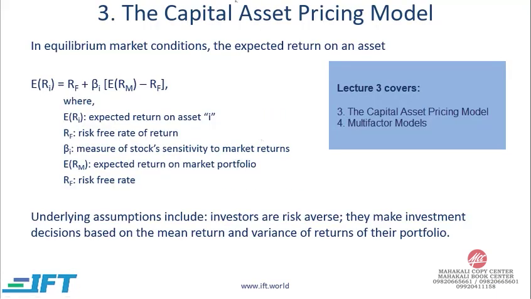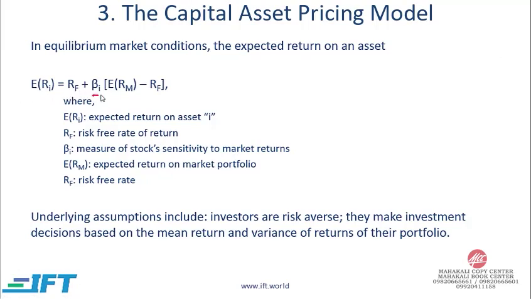CAPM should be extremely familiar. Your expected return is the risk-free rate plus beta, which represents the systematic risk of a stock, multiplied by the equity risk premium. There are several assumptions behind CAPM, which we've studied at level 1, but the major ones are that investors are risk averse and they make investment decisions based on mean return and variance. So for a given level of variance, which indicates risk, investors want to maximize return.